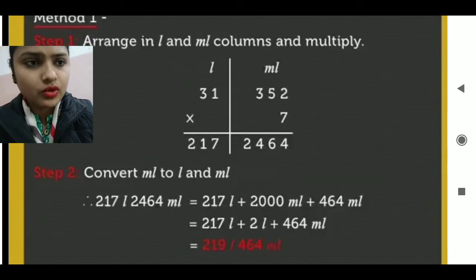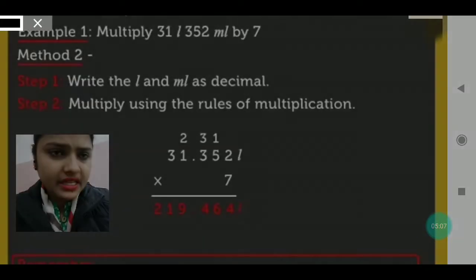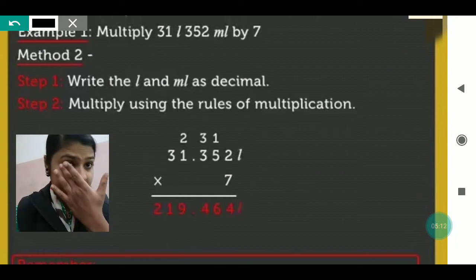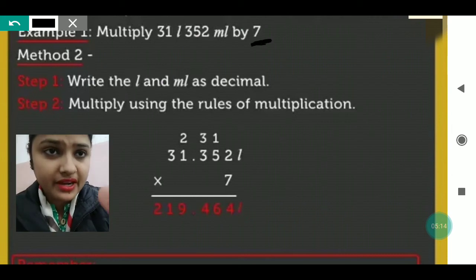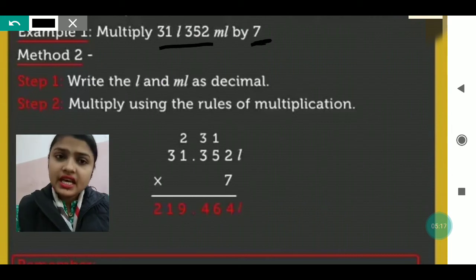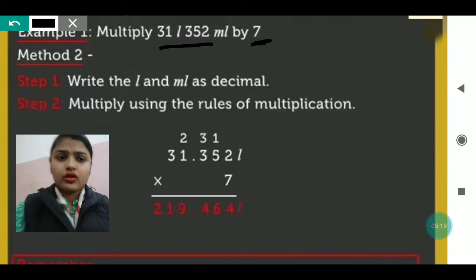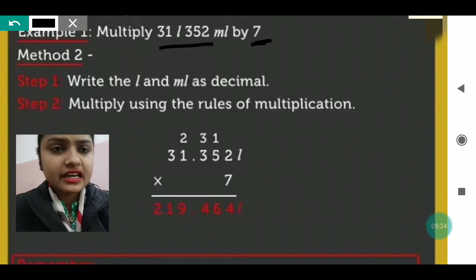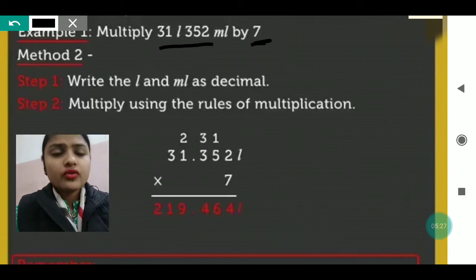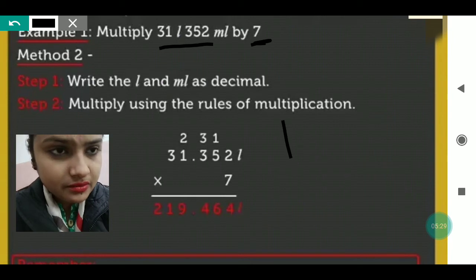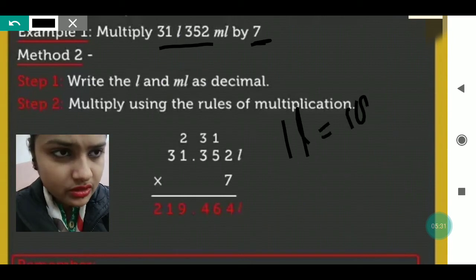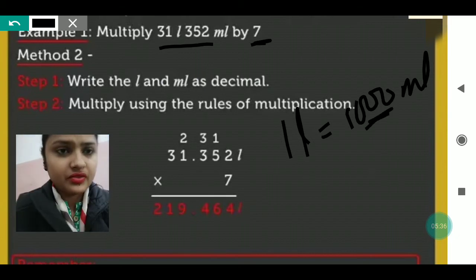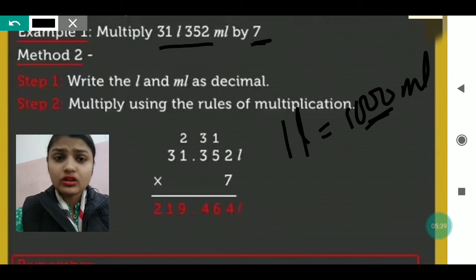Next, a few more questions are there. You can see in this question also it is written: multiply 31 liters and 352 milliliters by 7. Okay, you have to multiply it by 7. You first arrange this liter and milliliter in a particular column. Here it has not been arranged like that, and it just puts the decimal in between. So we already know that 1 liter is equal to 1000 milliliter. It means that after three numbers we have to put the decimal. So that only we have done.